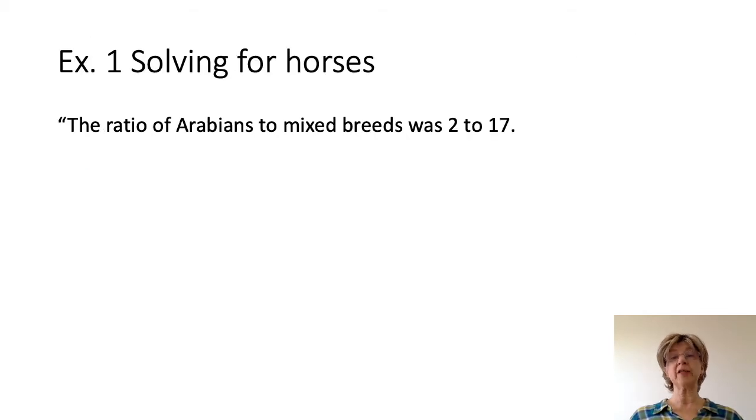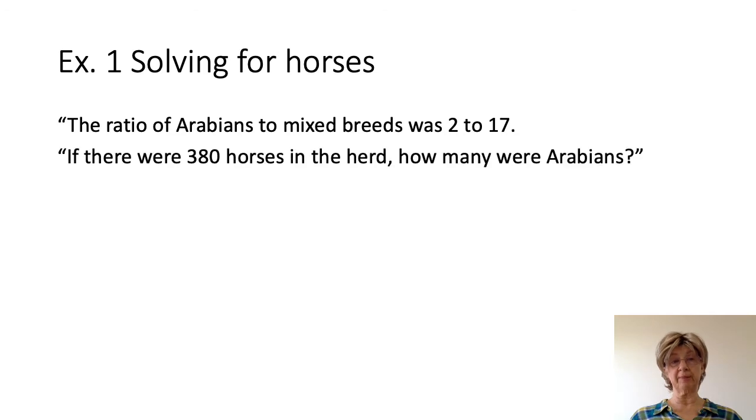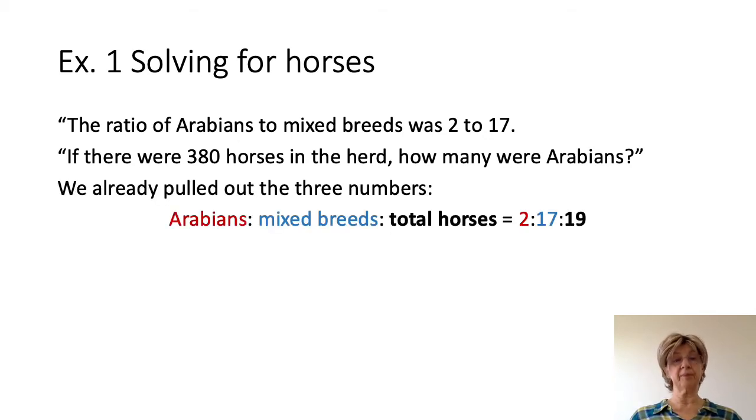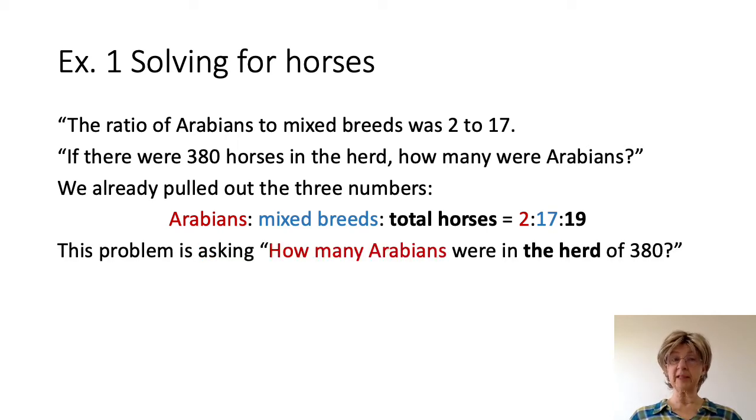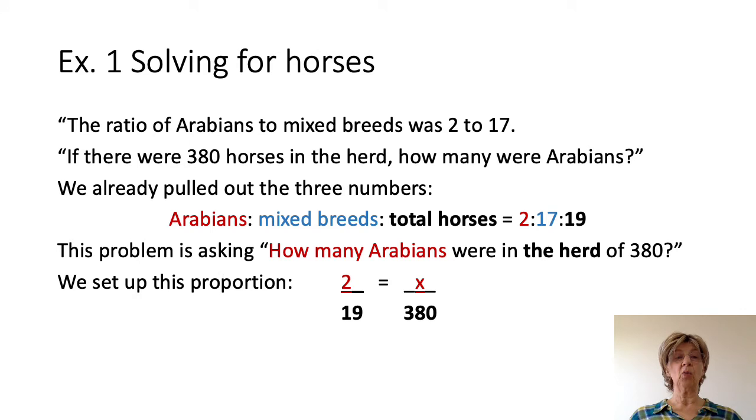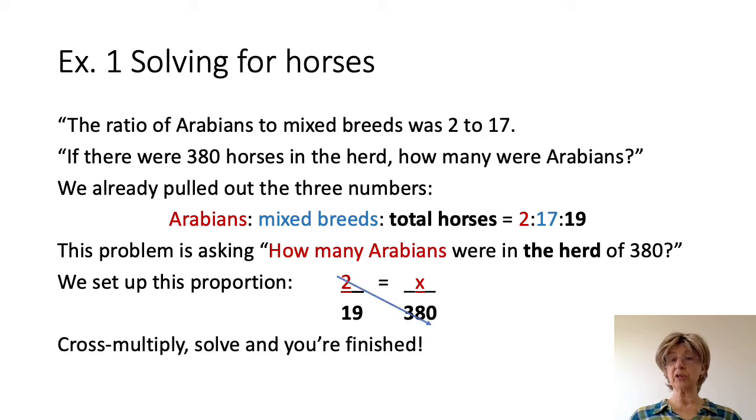Let's do example 1, solving for horses. The ratio of Arabians to mixed breeds was 2 to 17. If there were 380 horses in the herd, how many were Arabians? We already pulled out the three numbers. Arabians to mixed breeds to total horses equals 2 to 17 to 19. The problem is asking how many Arabians were in the herd of 380. We set up this proportion. 2 to 19 equals x to 380. Cross multiply, solve, and you're finished.